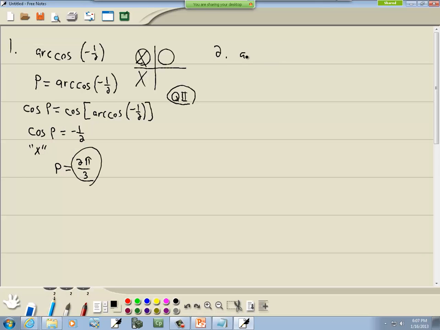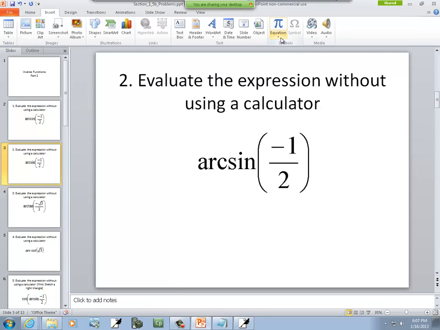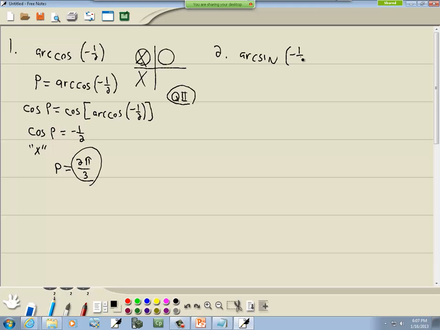This next one, we have arc sine of negative 1/2. And again, we don't know what this value is, so you can just set it equal to a variable. Set it equal to p. And we need to find out what p is, and that's our answer. Well, we can take sine of both sides. So sine p is equal to sine of arc sine of negative 1/2. Well, sine and arc sine cancel each other out, so you've got sine p is equal to negative 1/2.